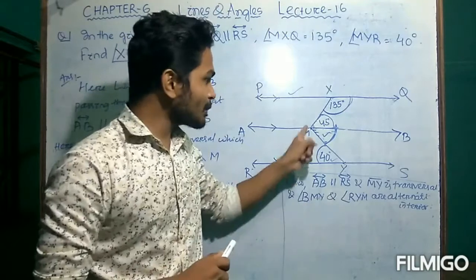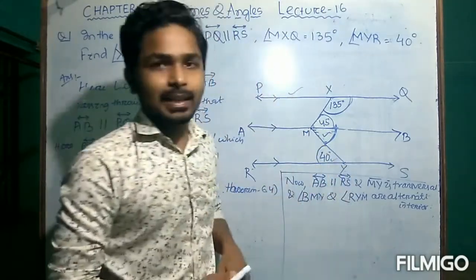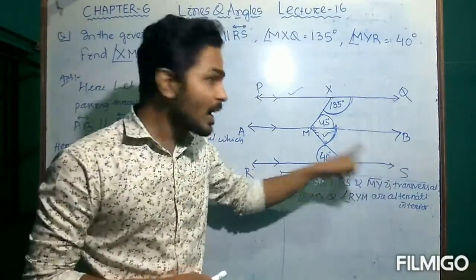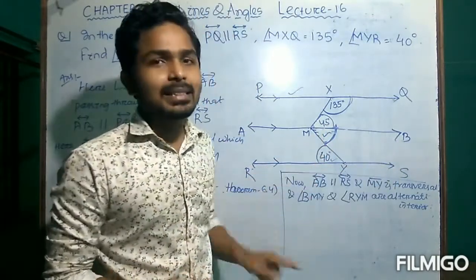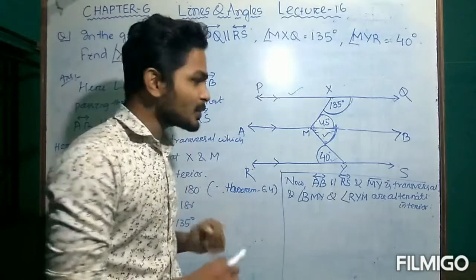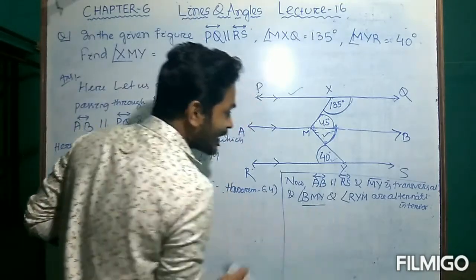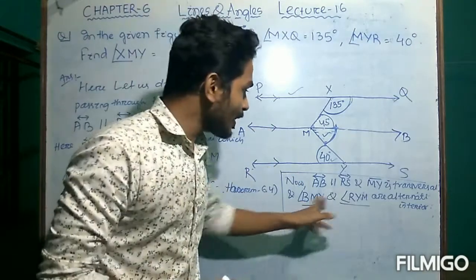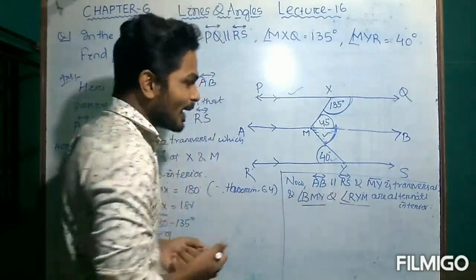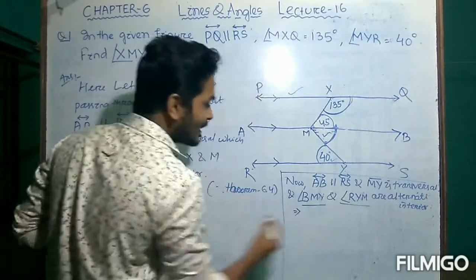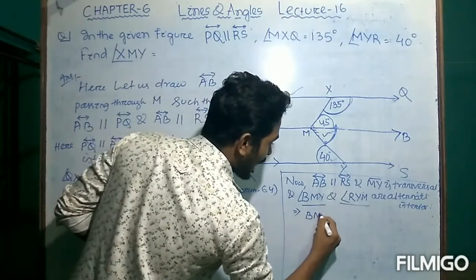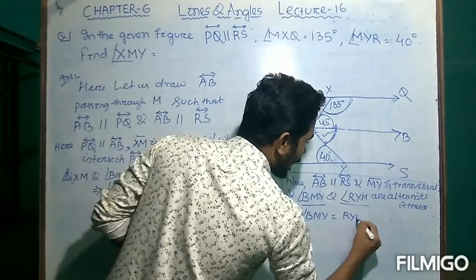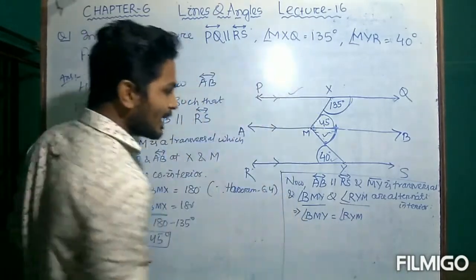Now, recall theorem 6.2. According to theorem 6.2, if a transversal line intersects any two parallel lines, then the pair of alternate interior angles are equal. Understood? So here angle BMY and angle RYM are alternate interior angles. So you can write these two angles are equal. Okay. So you can write angle BMY is equal to angle RYM.